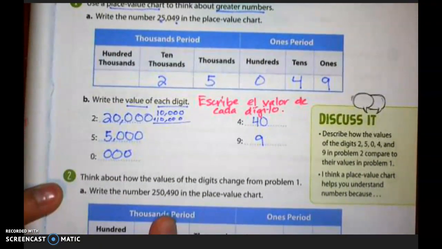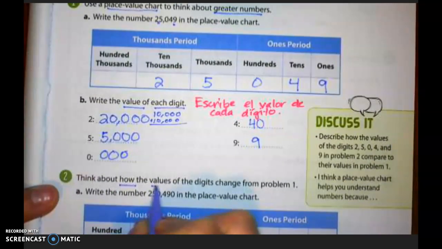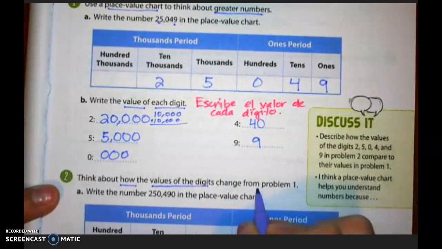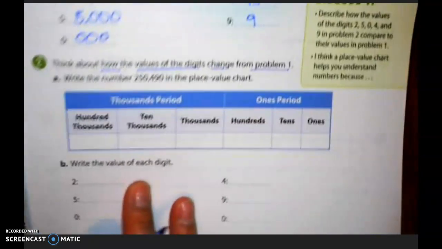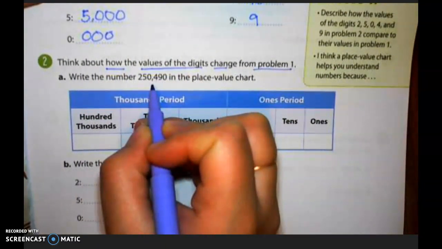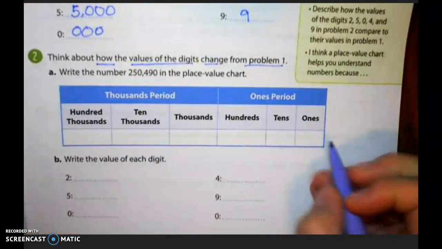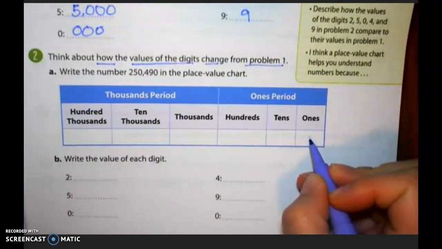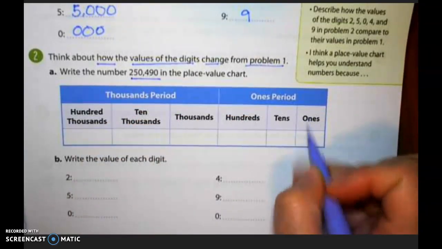Okay. So vamos a irnos para abajo. Dice, think about how the values of the digits change from problem 1. Okay. Y acá abajo dice, write the number 250,490 in the place value chart. So, ¿cuál número va a ir aquí? O si estoy escribiendo este número aquí, ¿cuál número va a ir en the ones, en las unidades?